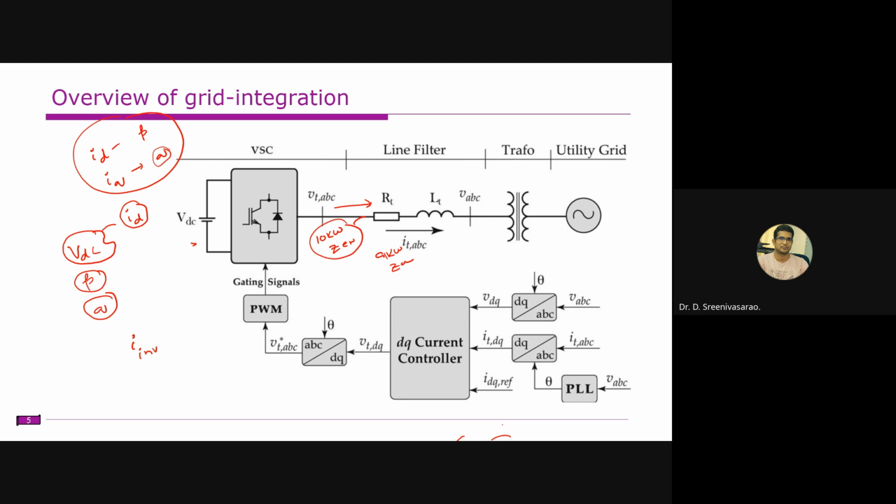And another thing is that when you are maintaining the DC link voltage, normally we need to control this ID value. Understood?